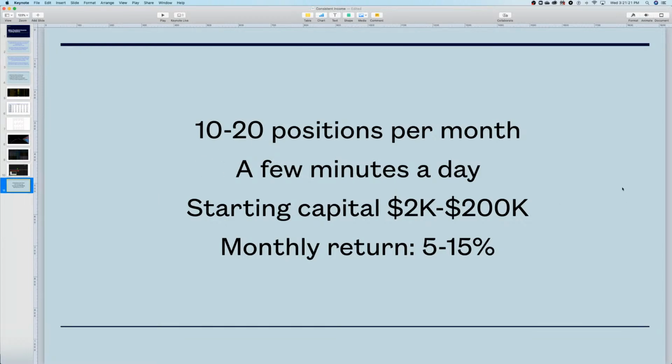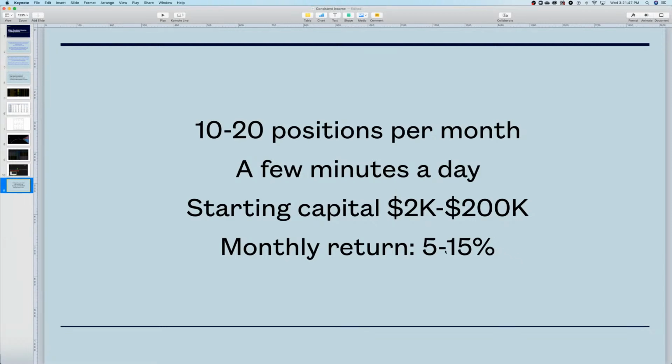You can start this with as little as $2,000. As a matter of fact, I've started my example account with the service with $2,000, and I'm going to show you how I can build that up to double it, triple it, quadruple that account over the months. And you can expect a monthly return between 5 and 15%.